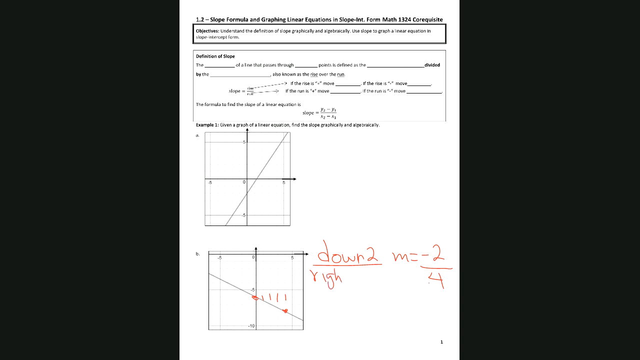So if it was wrong in the other video, please correct it. I don't even remember what I had. So -2 over 4, and we could reduce that fraction to -1/2.